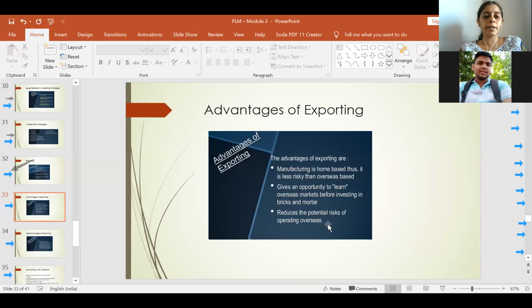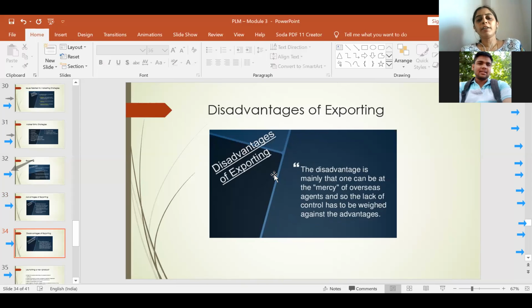So it helps in reducing the potential risk in operating overseas. If you do it individually, wholly and solely, then it will be difficult. These are always very advantageous because you will be working with global partners. If you are working with global partners, you will be really happy because you can enjoy many advantages related to exporting.